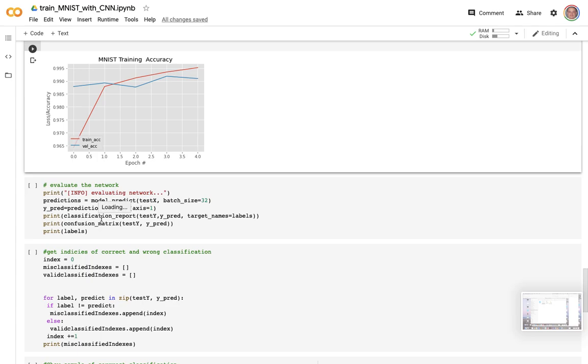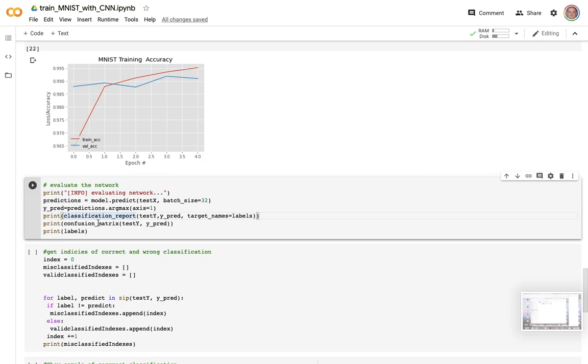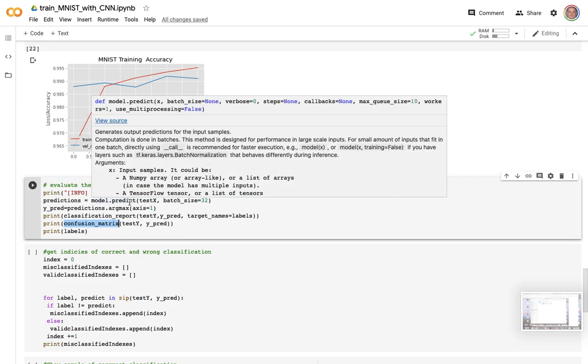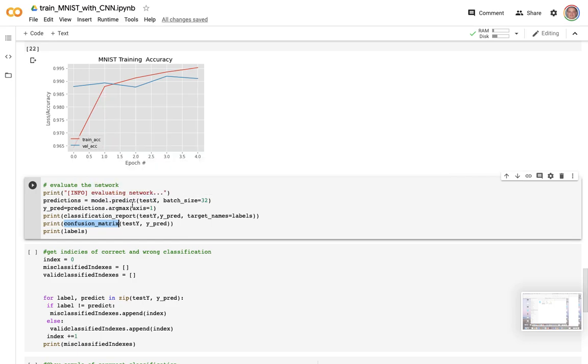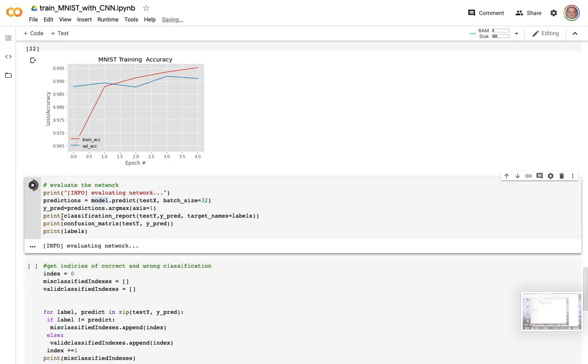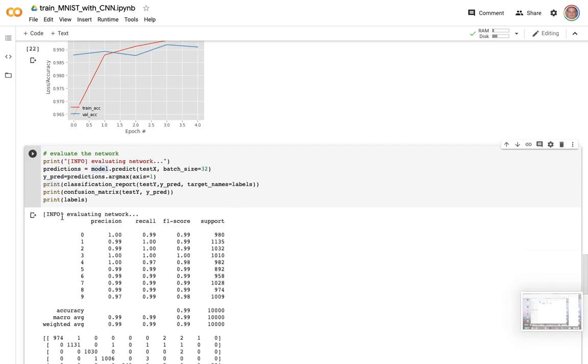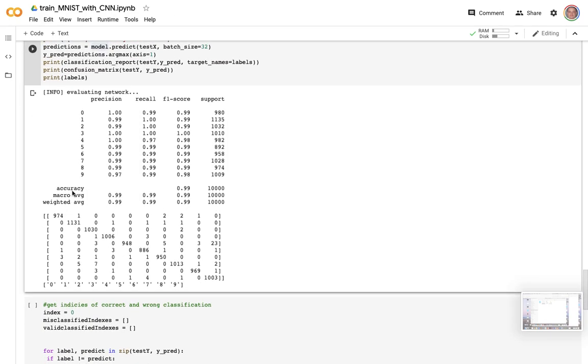Now let's test our model by printing the classification report and the confusion matrix. So we are using here the function model.predict. It's a very convenient method to run the prediction and see the actual output of our model. Now our model is trained, and we use prediction.argmax to get the highest probability of the last softmax layer. So if you run this, it's now evaluating the network. It might take some time. Okay, and this is the output.